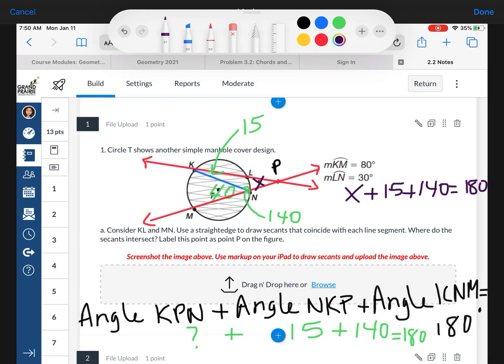We are going to add 140 plus 15. So what's 140 plus 15? If you said it was 155, that's correct. And that's going to give me what? So from here we have to subtract 155 from both sides.